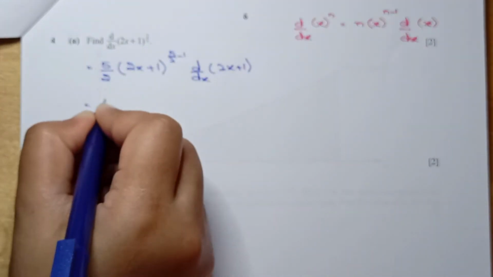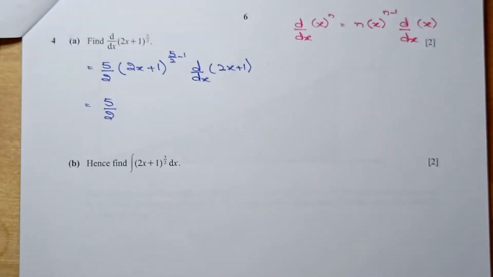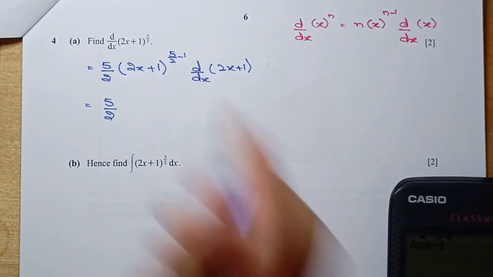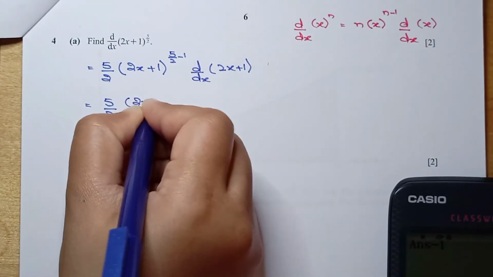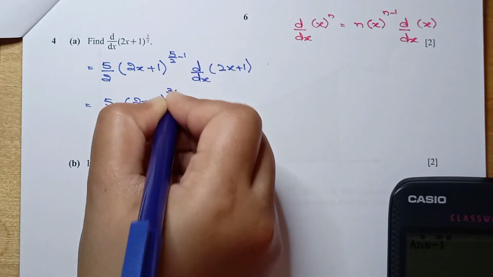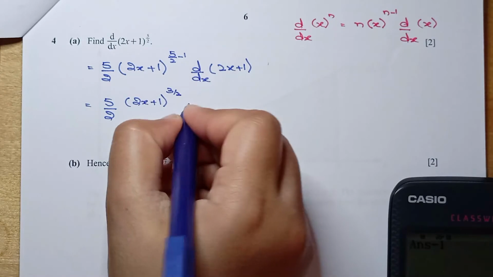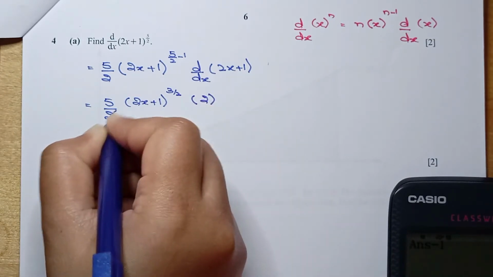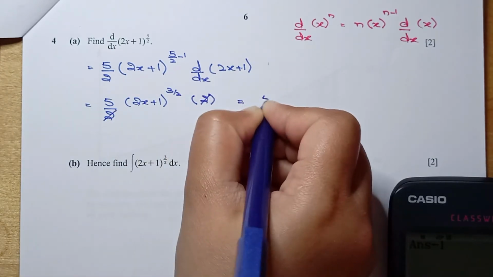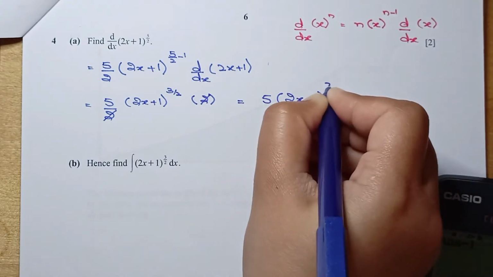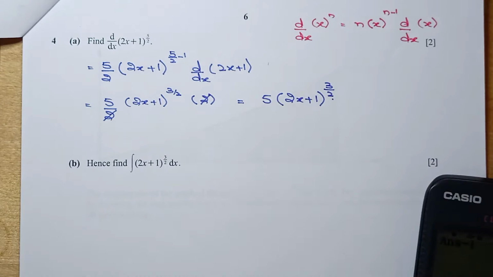Right, so this is 5 by 2, and what is 5 by 2 minus 1? 5 by 2 minus 1 is 3 by 2. So 2x plus 1 power is 3 by 2, and the derivative for 2x is 2, and the derivative of constant is 0. So it is just 2. So we can cancel the 2, and we are just left with 5 times 2x plus 1 power is 3 by 2. Right, so that's the answer for the differentiation.